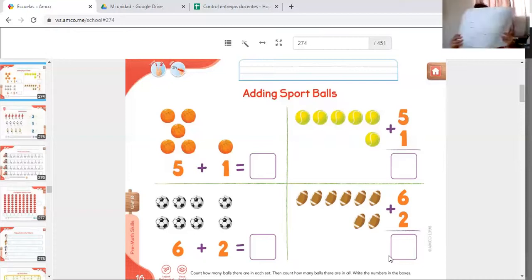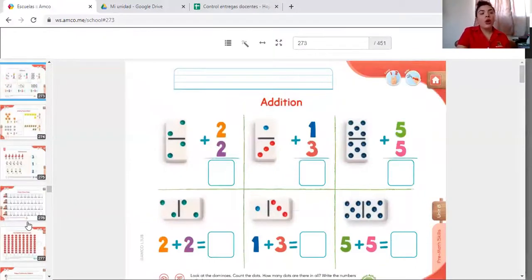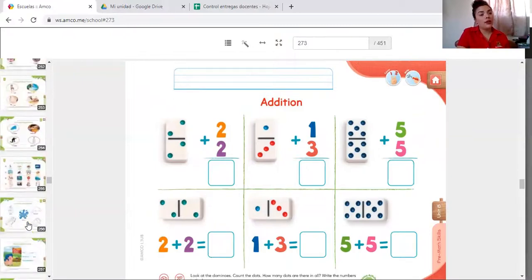So here, I have the date, Tuesday, 28th, April. Tuesday. Very good. So the other page is color. Do you remember the colors?